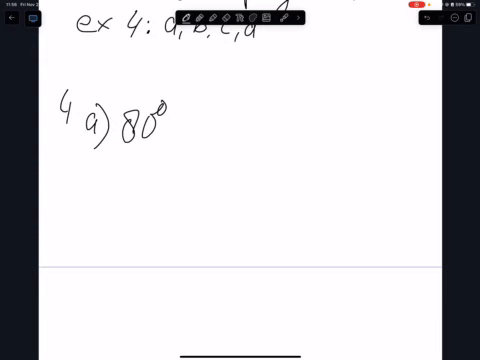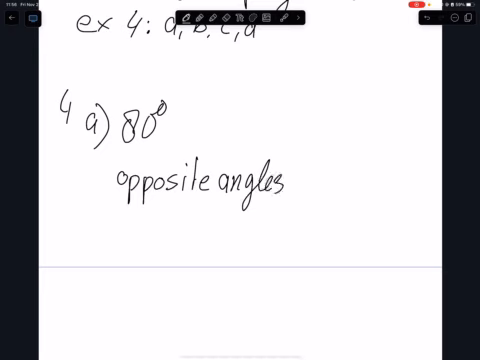You probably call out and say, what's A? 80. And you wrote 80. How did you get to 80? It's an opposite angle. Opposite angles. So, what do you write? 80 degrees is the same as I. So I is 80 degrees. Yes? This is a way that you should write it. Corresponding angles also correct.